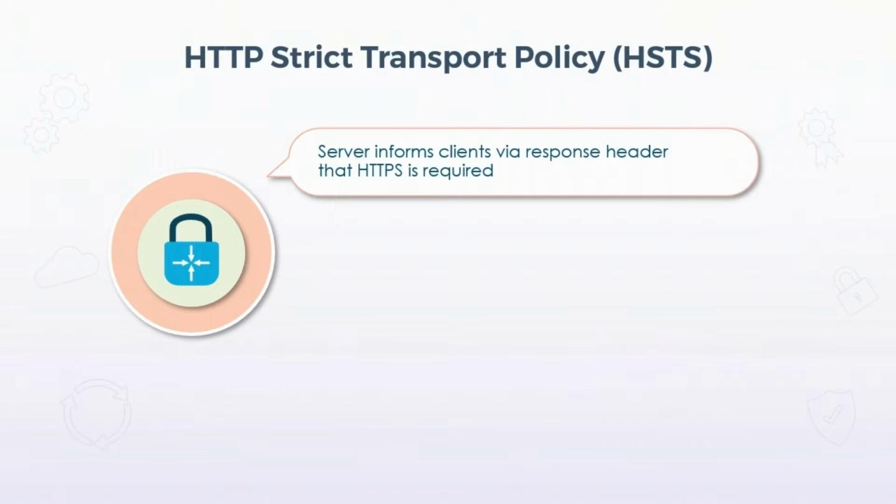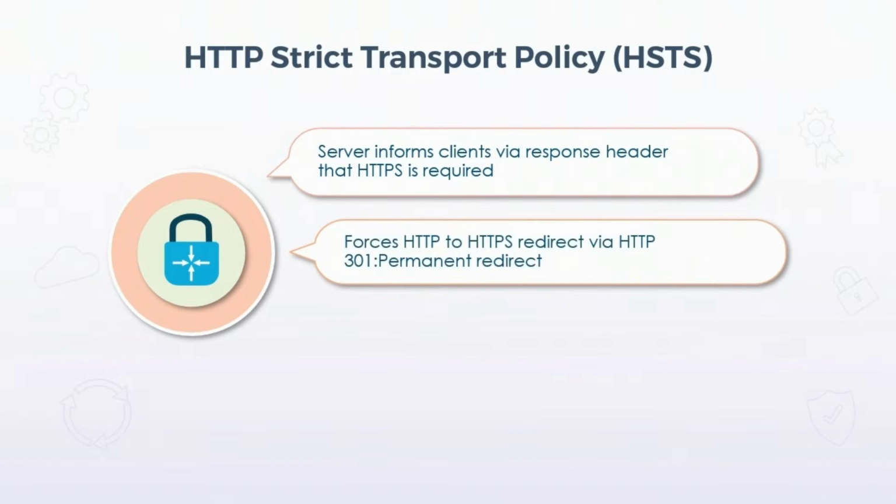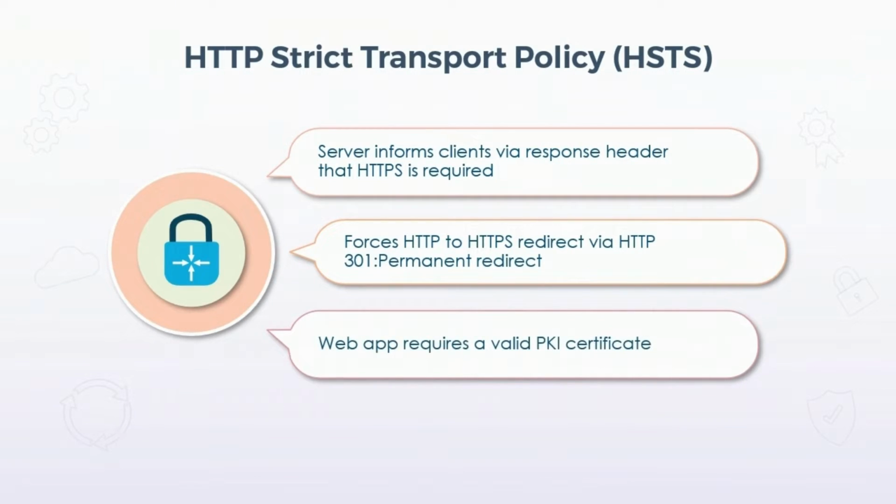Of course, the original HTTP request is the client connecting to the web server, but the response comes back and says, hey, you, HTTPS is required. We are not using HTTP. So what does this do? It forces a redirect from HTTP to HTTPS using an HTTP 301 permanent redirect message. But remember, in order for this to work, HTTPS has to be configured correctly on the server side. So we need to have a valid PKI certificate with an HTTPS binding, which normally listens on TCP port 443 server side.